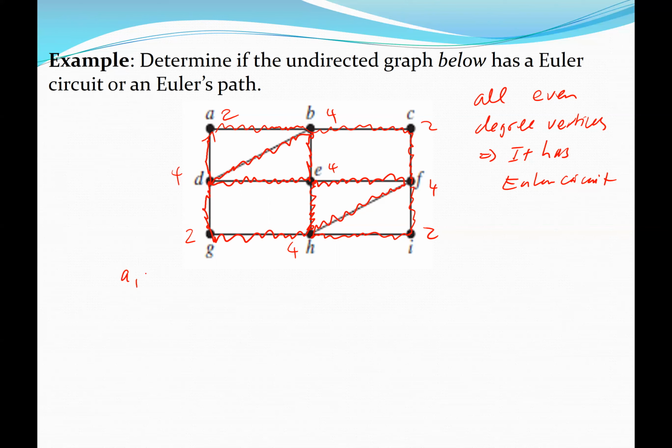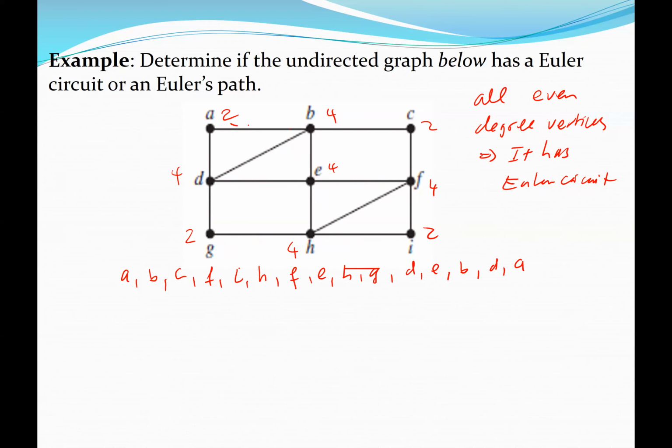So we have A, we travel to B, we travel to C, we travel to F, we travel to I, we travel to H, we travel back to F, we travel to E, we travel to H again, we travel to G, we travel to D, we travel back to E, we travel back to B, then travel to D, and then we travel back to A. So that's the idea. You can go through a vertex multiple times if you want, but you only travel each edge once.